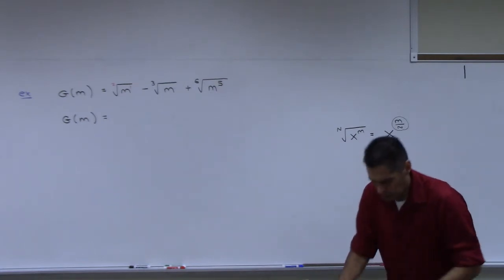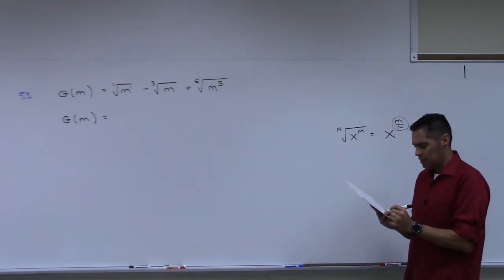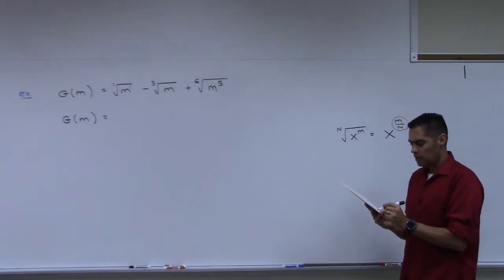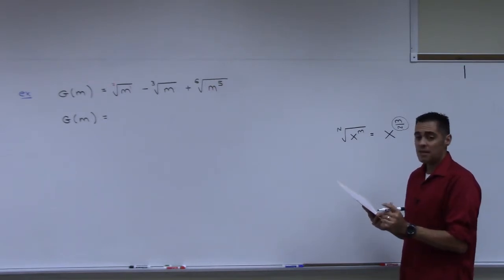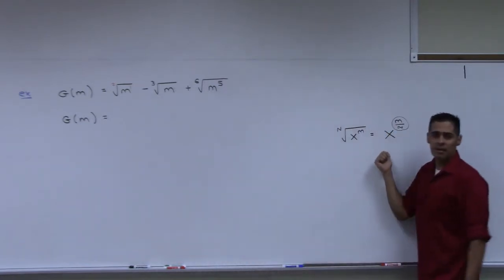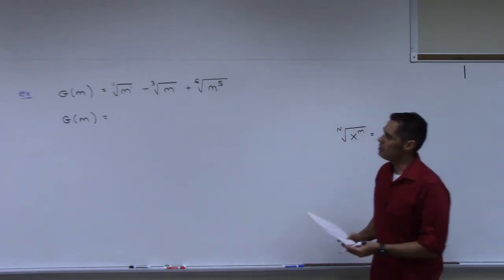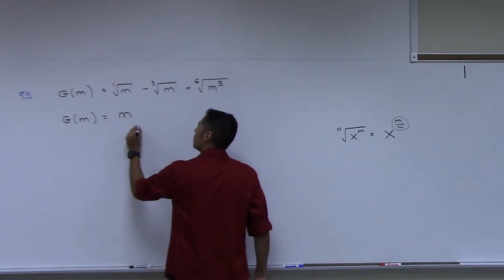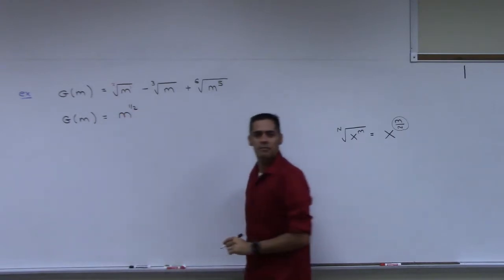How about Nicholas? Nicholas, we're not taking the derivative right now, okay? I just want to rewrite all of these so that they look like this. So what will that first one be, Nicholas? It would be M to the half power. To the 1/2, okay?